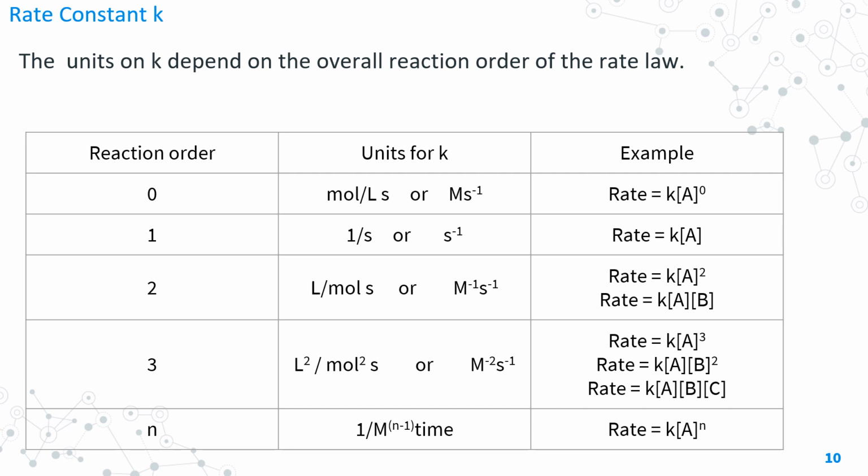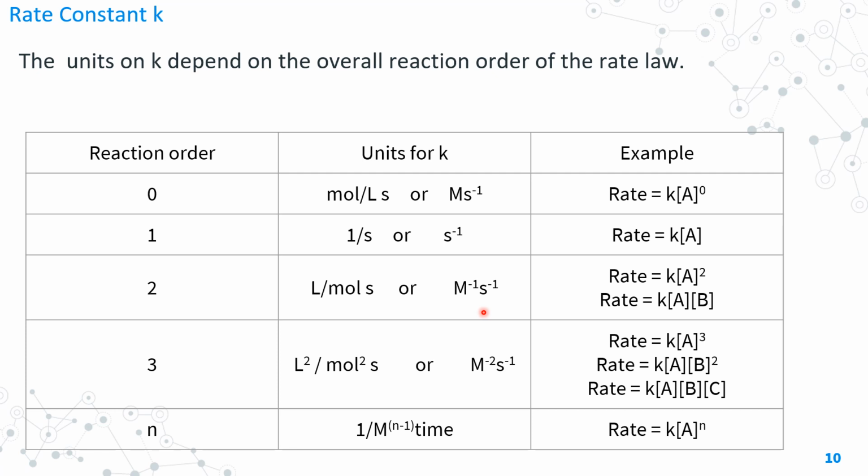If I have something that's zero order, my units for k are going to be M per second, and our rate law is going to look like k times the concentration of A to the 0. Reaction order of 1 has units of per second, and it's going to look like k times the concentration of A.